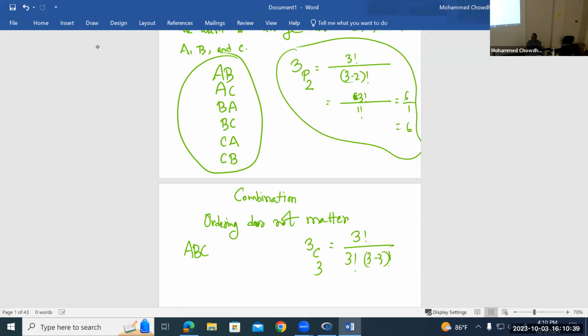So now, does this cancel? Factorial 3 over factorial 3 times factorial 0 equal to 1, since factorial 0 equal to 1. So that means this is the only way you can compute this. Are you understanding? The girl in the back, are you okay? Are you understanding? Sure? Good. Very good.